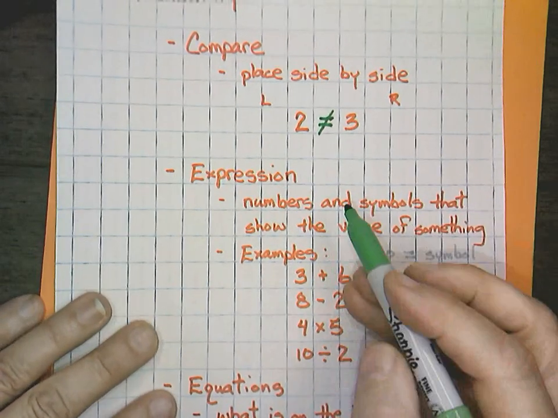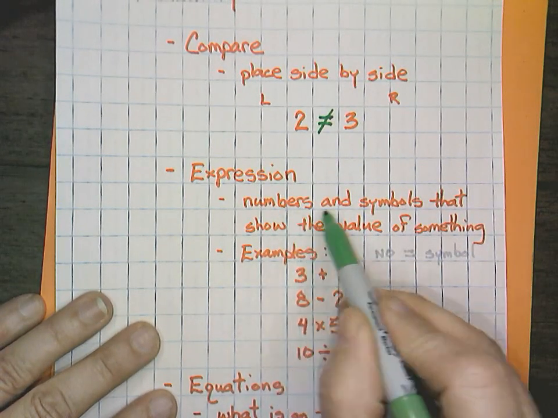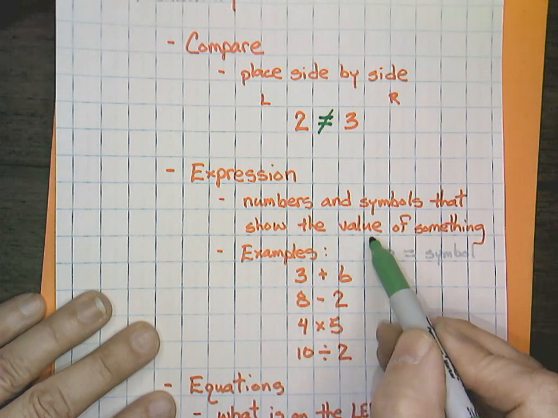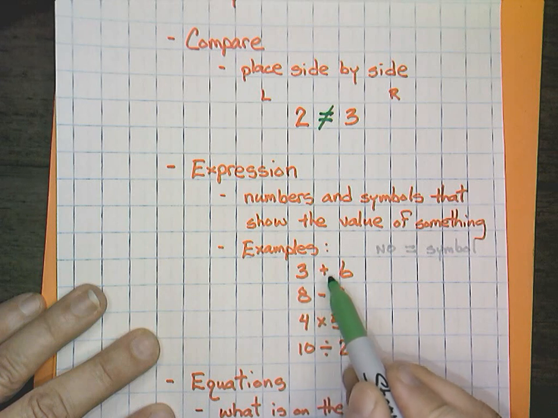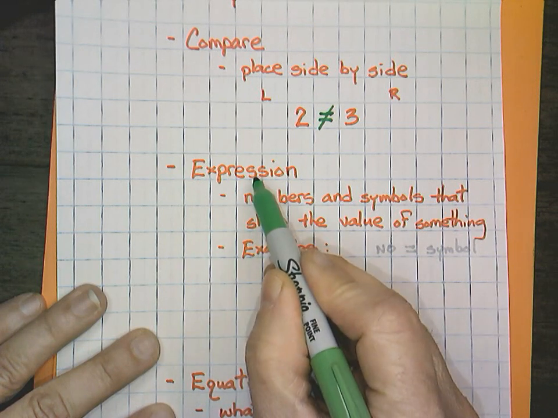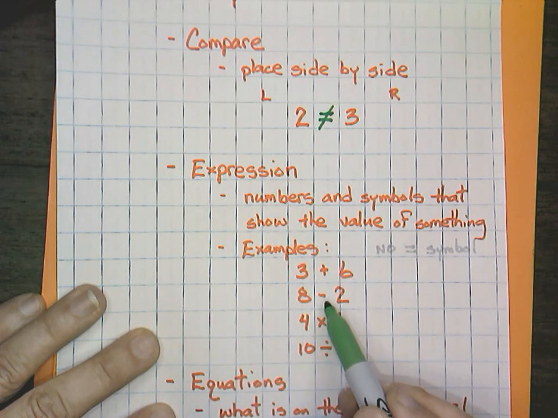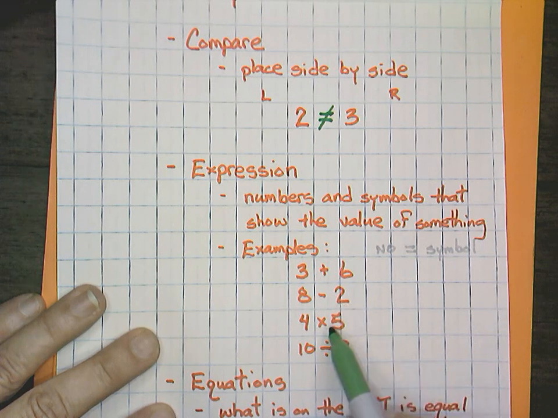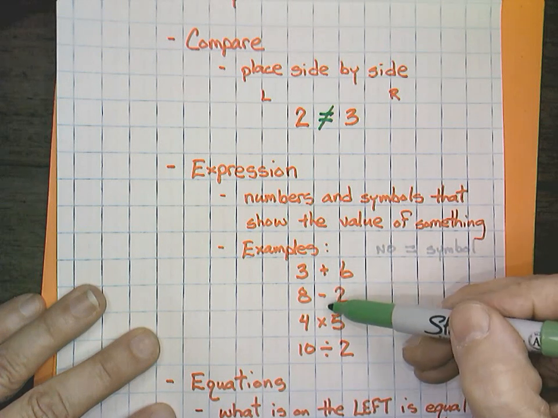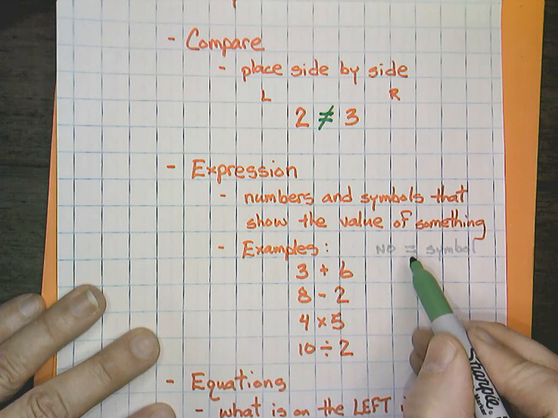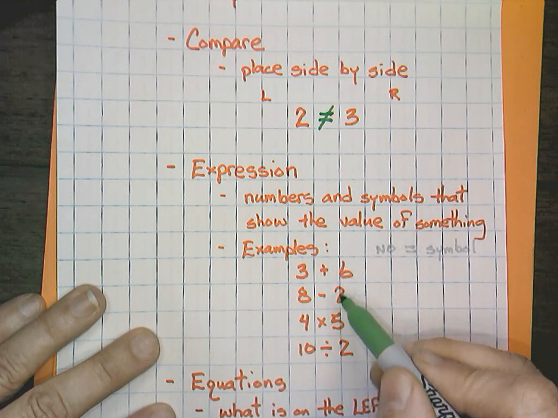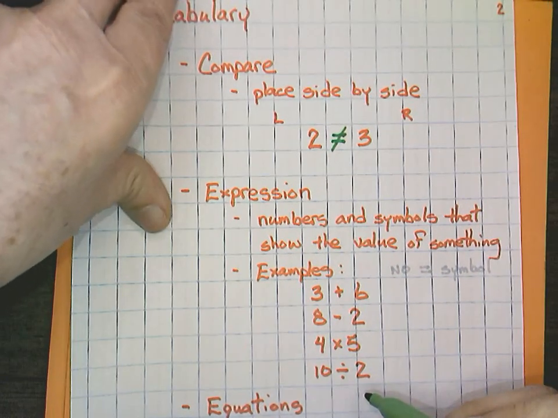Expressions, we explained, are numbers and symbols that show the value of something. Here's some examples. 3 plus 6 is an expression. 8 minus 2 is an expression. 4 times 5. 10 divided by 2. So notice that we can add, subtract, multiply, or divide. Also notice that there is no equal symbol. These are referred to as expressions.